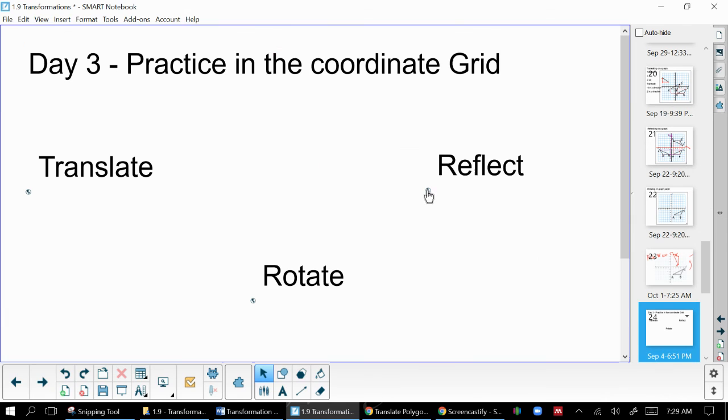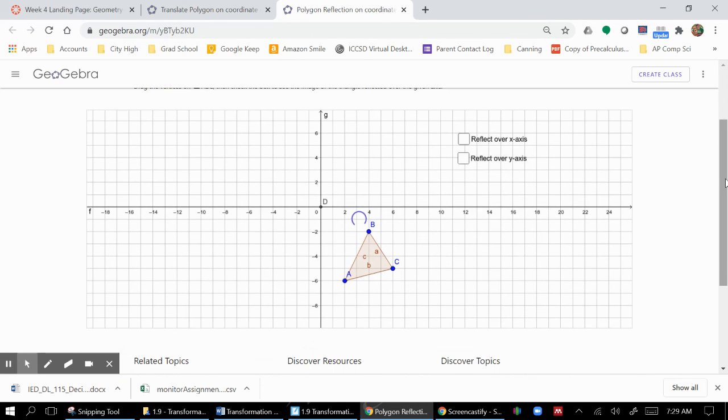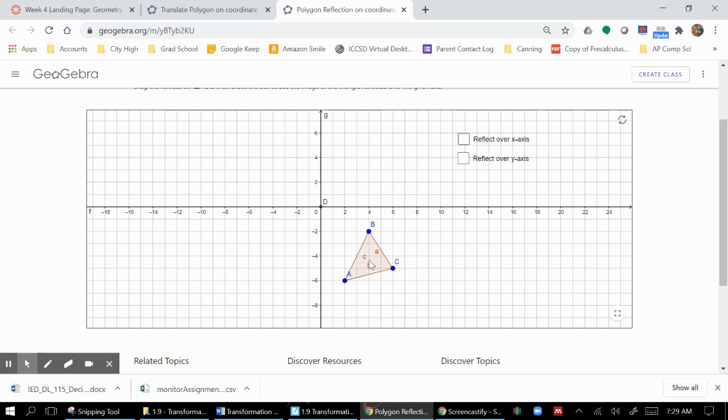The reflection one gets a little bit trickier. So here you're going to see I have a triangle that is all the way in one quadrant. That's kind of what you just saw. So when I reflect over the x-axis, it pops up into the top. If I reflect over the y-axis, it pops over the side.